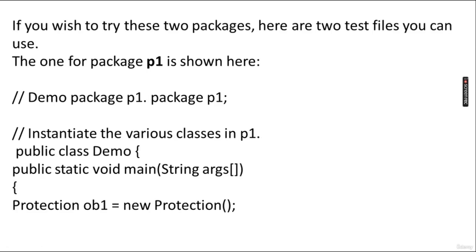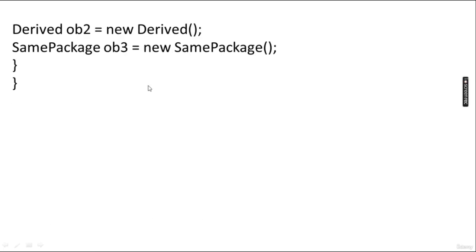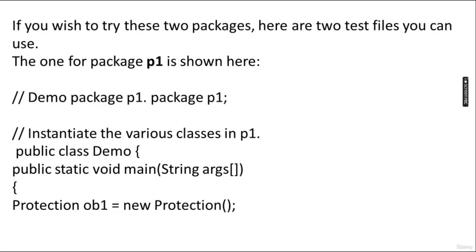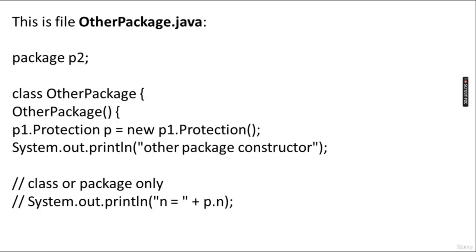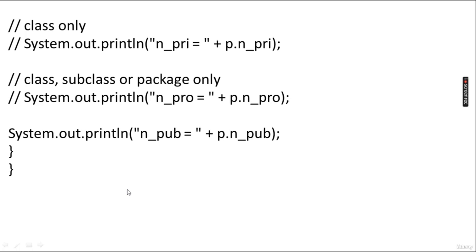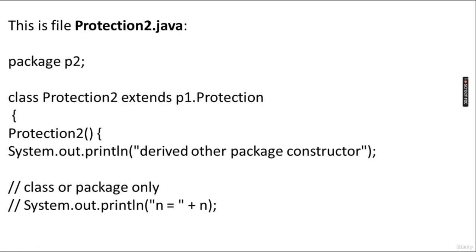If you wish to try these 2 packages, here are a few test files you can use. Demo package p1, package p1 instantiate the various classes, public class demo. So here we are creating objects for protection. ob1 is equal to new protection, derive ob2 is equal to new derive, and same package ob3 is equal to new same package. You don't have to write anything, because in the constructor itself we have created the objects, and those objects are accessing and displaying the data.